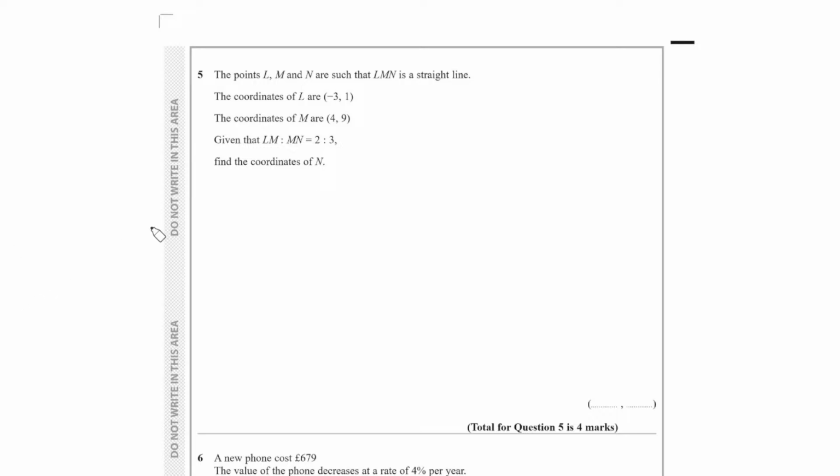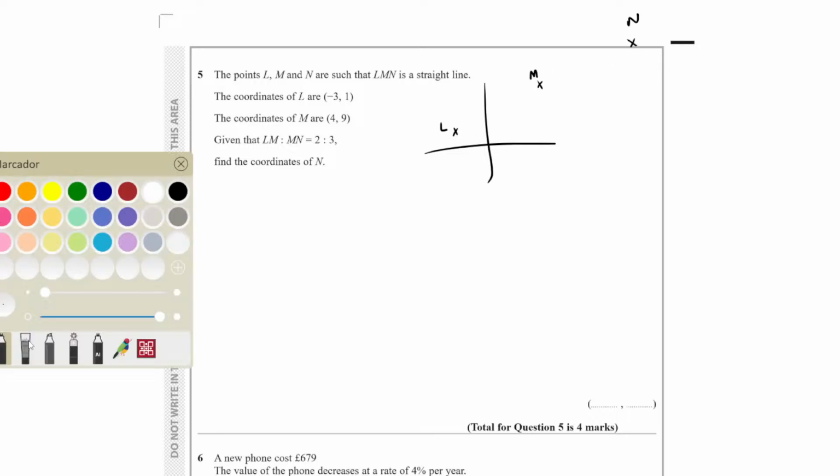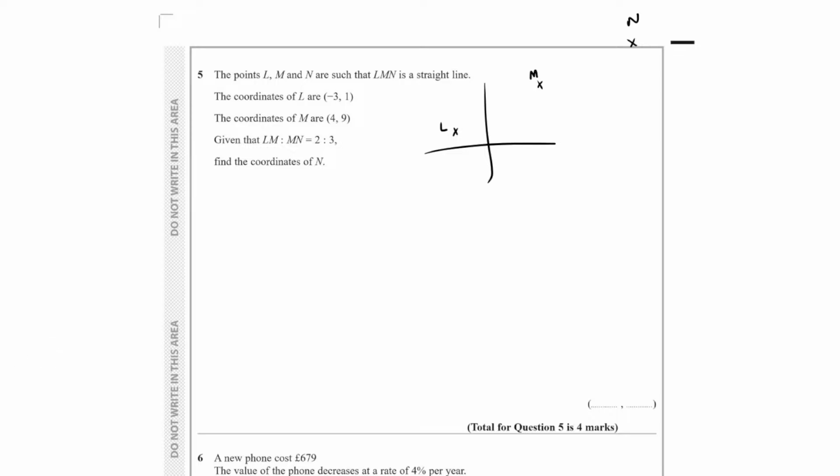Okay, so I'm going to draw a straight line. You can draw it kind of accurately to the coordinates if you want, or you can just literally draw a straight line. It doesn't really matter. I like to visualize it myself. So I just draw a quick sketch of some axes. -3, 1 is roughly here. That's L. M is then 4, 9. So let's say here. And then N is therefore kind of somewhere over here, basically, isn't it? Because that would create a straight line. Just so you can visualize it, you can do that if that's helpful.